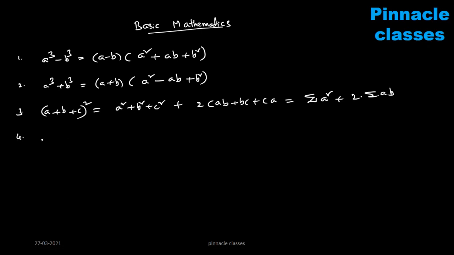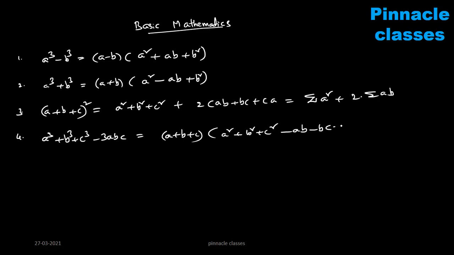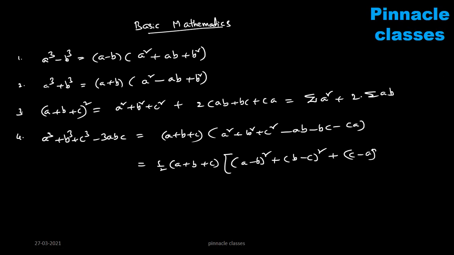Next, a cube plus b cube plus c cube minus 3abc is equal to (a plus b plus c) into (a square plus b square plus c square minus ab minus bc minus CA). So this one you can write another way. How to write it? Half into (a plus b plus c) into [(a minus b) whole square plus (b minus c) whole square plus (c minus a) whole square].